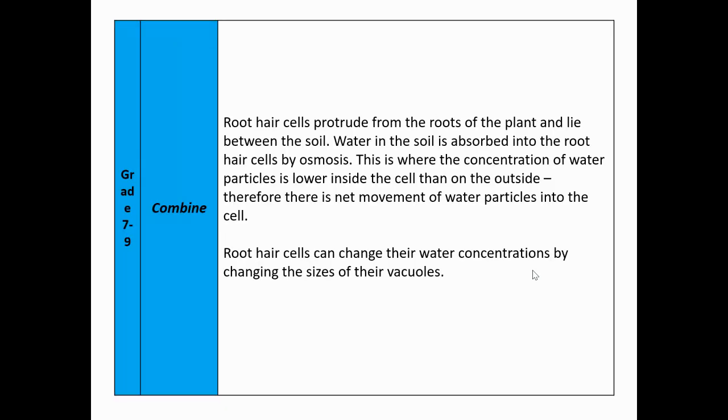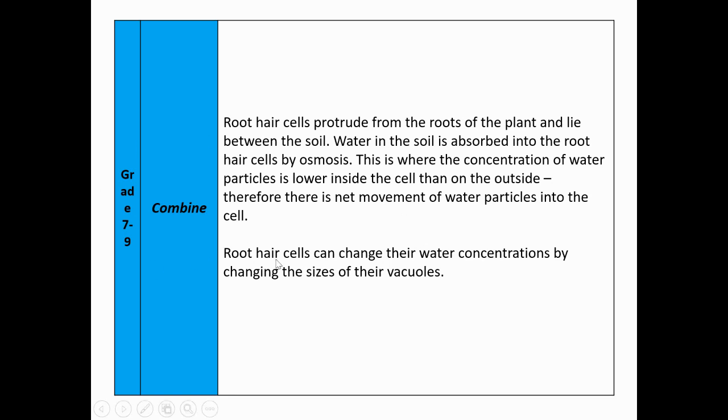Finally, root hair cells protrude from the roots of the plant and lie between the soil. Water in the soil is absorbed into the root hair cells by osmosis. This is where the concentration of water particles is lower inside the cell than it is outside the cell. Therefore, there is a net movement of water into the cell.